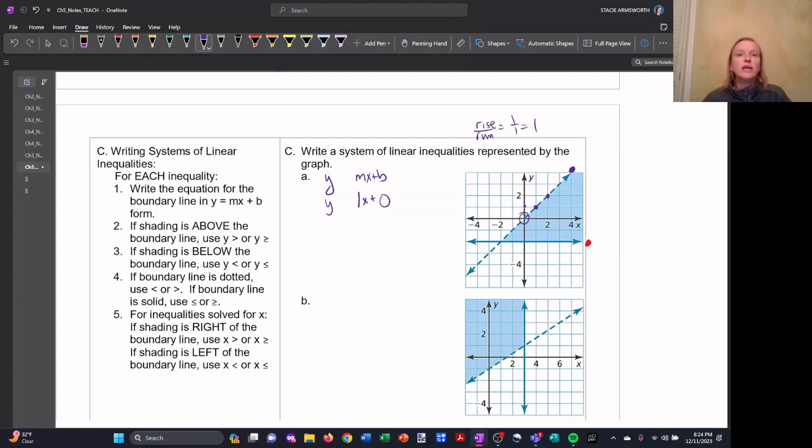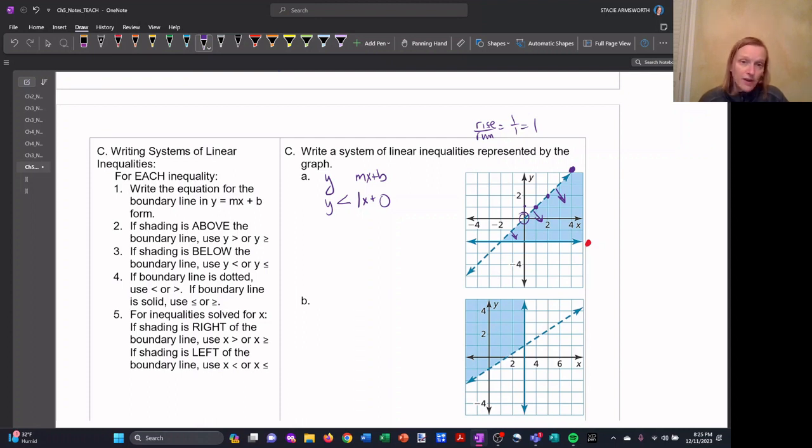So now the question is, what inequality symbols should I put here? When I look at what's being shaded, I'm shading down from that line. I'm shading where the y values get small. I want the y to be smaller than the line. So I'm going to have a less than symbol here. Should it be a less than or equal to symbol? Well, because this is a dotted line, that means the line is not part of the solution for this inequality. So I do not include an equal sign. I just leave this as y is less than 1x plus 0.